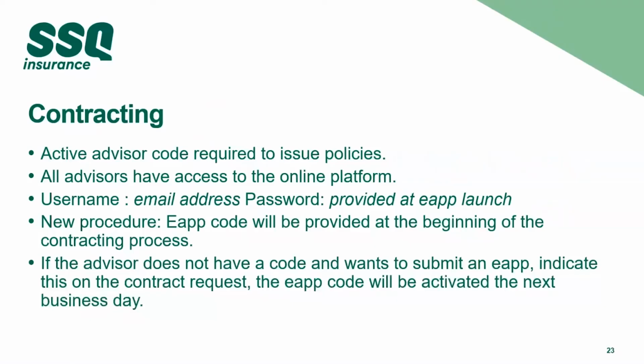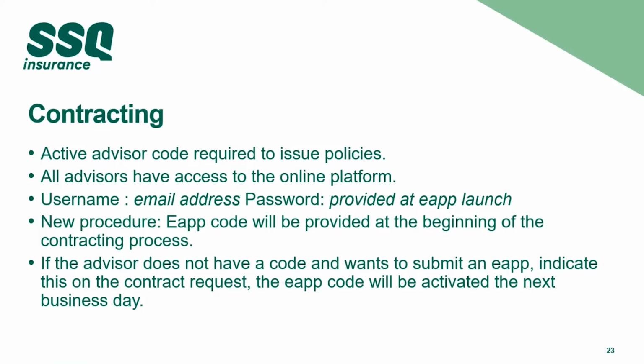In order to issue a policy, the advisor needs to have an active code. So all the advisors already have an access to the online platform. Like I mentioned, the simplified products are on the same site as the traditional products. The username is the advisor's email address, and the password was provided at the eApp launch last year. And if it was forgotten, no problem. It can be easily reset on the login screen and received by email within a few moments.